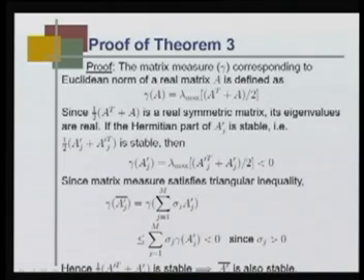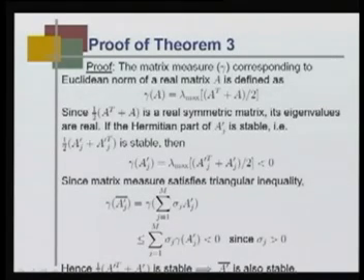Since the matrix measure satisfies the triangular inequality, I can write the measure of my overall matrix A bar as gamma of the summation j equal to 1 to n of the individual A j s. And now this is less than or equal to, I can take this gamma inside using the triangular inequality because of the summation. And so the individual terms give sigma j gamma of A j s, because the matrix measure satisfies the triangular inequality, by using that theorem.